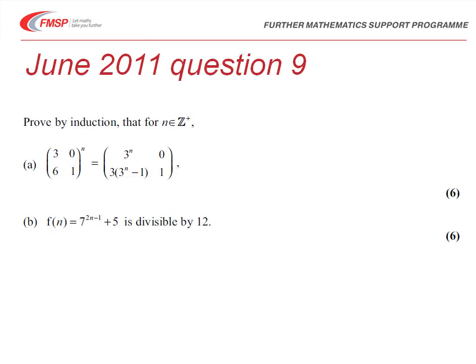The final question I want to look at then was from June 2011, and in this one there are 2 different proofs by induction. The first one using matrices, and the second one looking at a divisibility type proof. So again, the idea is always the same: basis case followed by inductive step and then your statement at the end. So I'll do these 2 obviously separately, and we'll look at where the allocation of the marks.